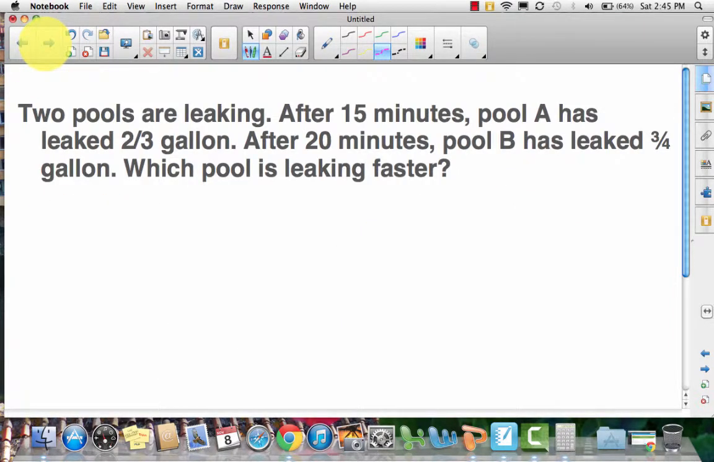Some of our unit rates, especially in 7th grade, are going to end up having complex fractions in them. And this is a good example here. So I know that I have two pools that are leaking. After 15 minutes, pool A has leaked 2/3 of a gallon. After 20 minutes, pool B has leaked 3/4 of a gallon. Which pool is leaking faster?